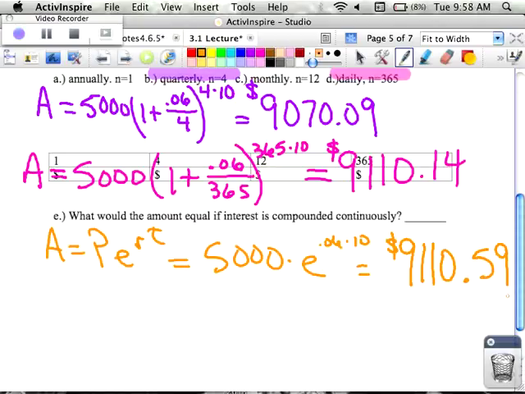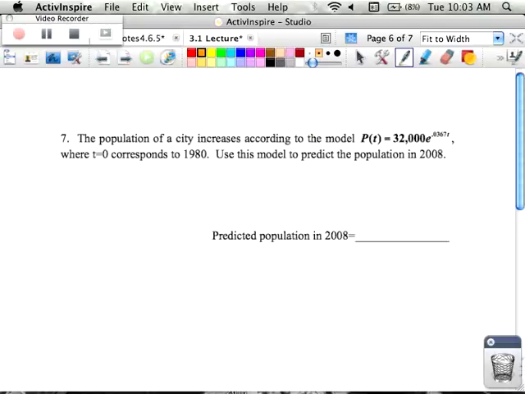You should get $9,110.59. Notice how there's only really a 45-cent difference instead of a $40 difference. So it's not as big of a difference. But again, if you were Bill Gates, this is a lot of money. Okay. So in this problem, you didn't actually have to graph anything. You just really got to do this.